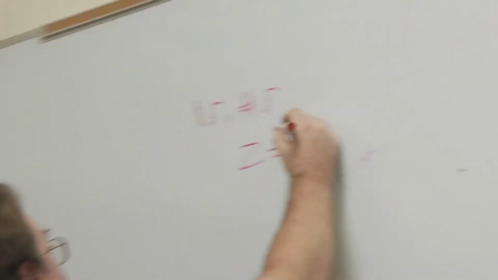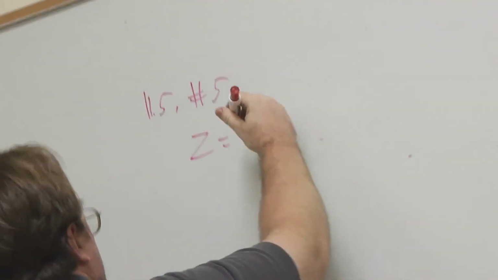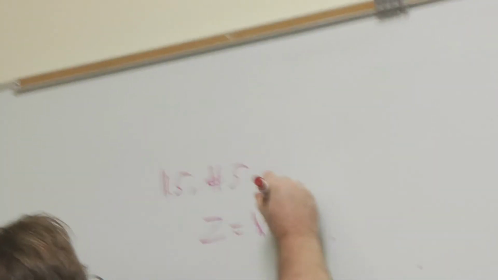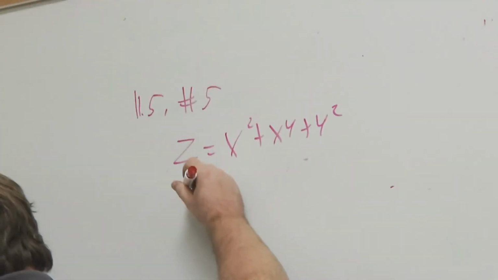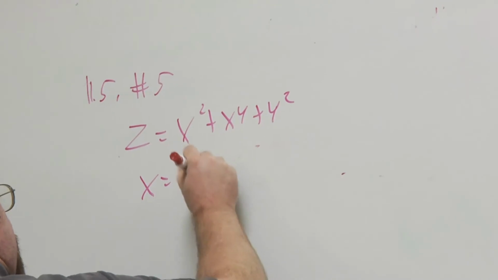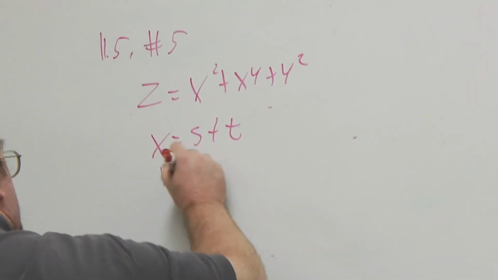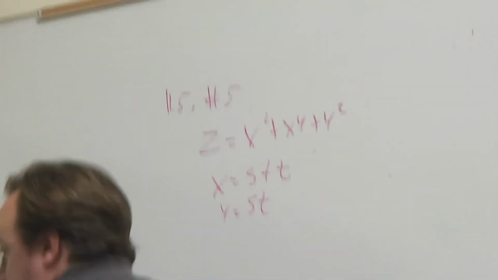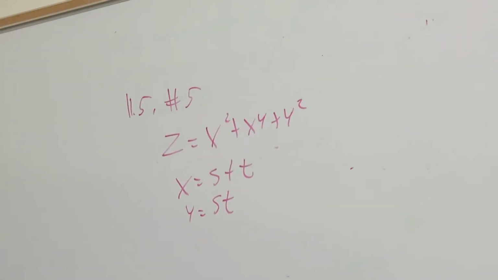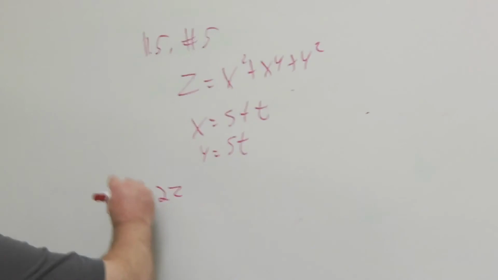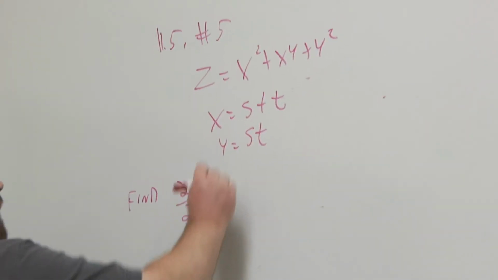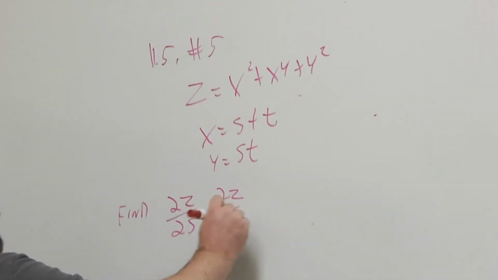So given function z, function of x, y, x squared plus xy plus y squared. We're going to change a variable. x is s plus t, and y is equal to s times t. And you're asked to find partial z with respect to s, partial z with respect to t.